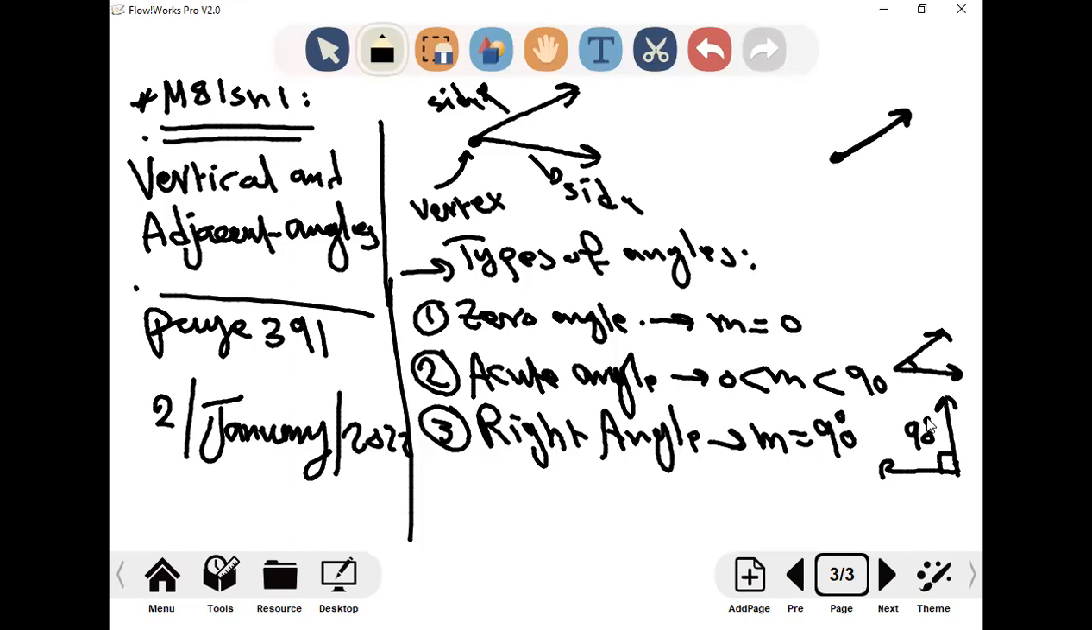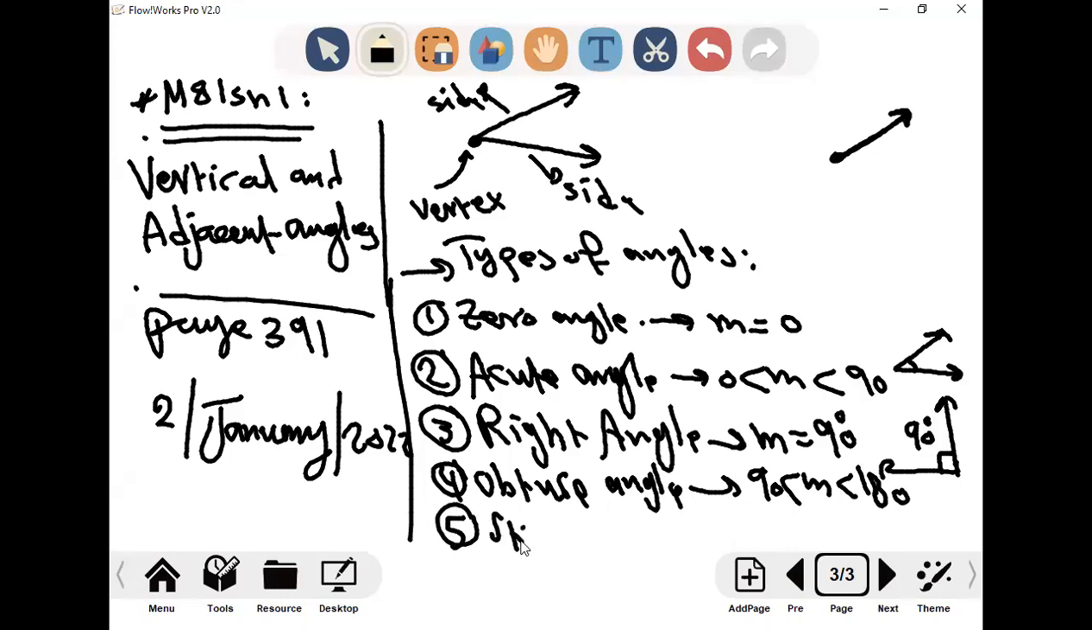Type 4, we call it obtuse angle. The measure of it here is more than 90 and less than 180, in between, not equal. The fifth type, the last one, is the straight angle.